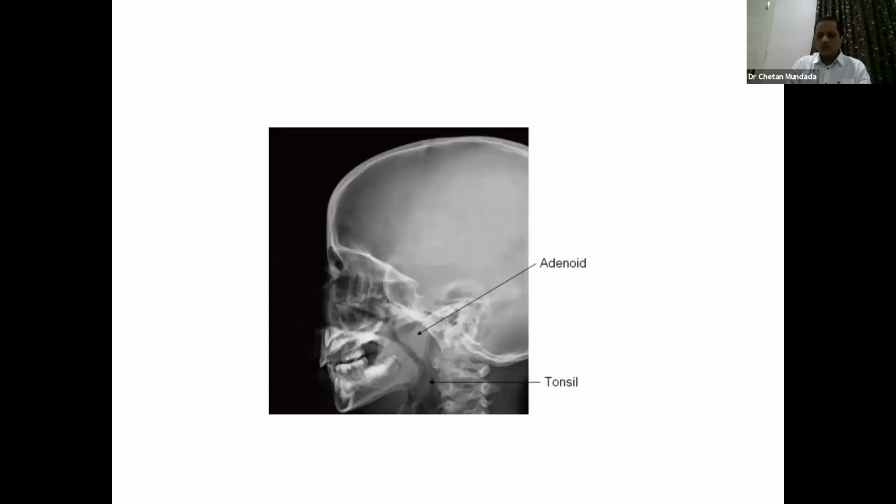Another area where you end up getting a lateral X-ray is to look for adenoidal hypertrophy. Many times we are not sure where exactly the adenoid is and where exactly the palatine tonsil is. So whenever you are getting a lateral X-ray for adenoids, make sure that the position is appropriate, and then you look at the soft tissue shadow. So this is the adenoid and this is the palatine tonsil.